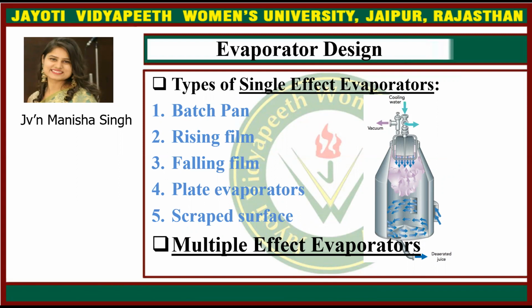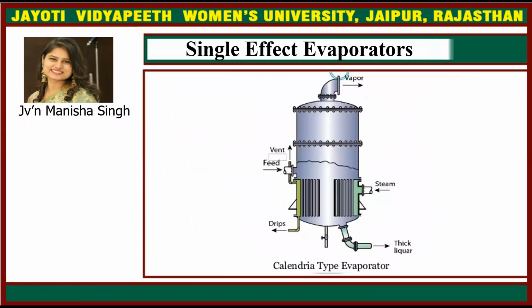Single effect evaporators are of five types: batch pan evaporator, rising film evaporator, falling film evaporator, plate evaporators, and scraped surface evaporators.